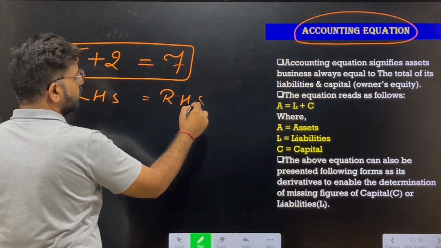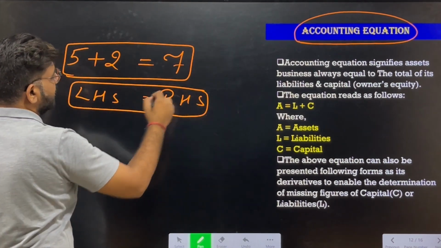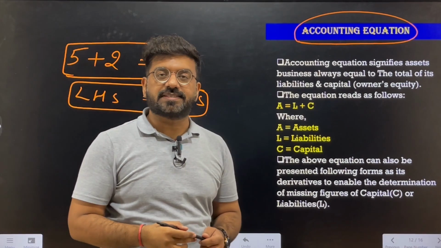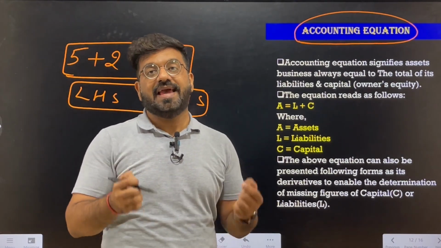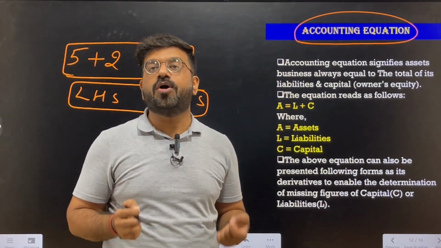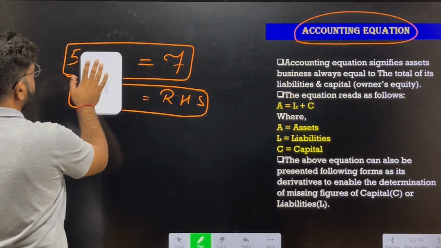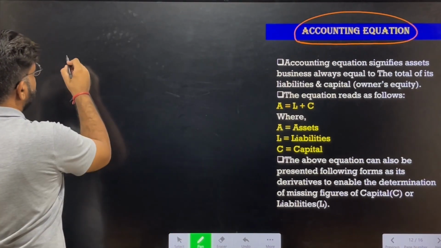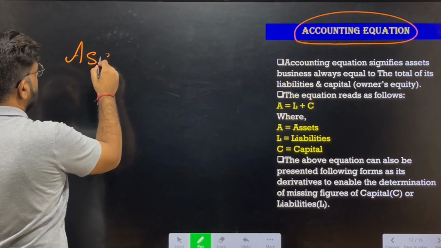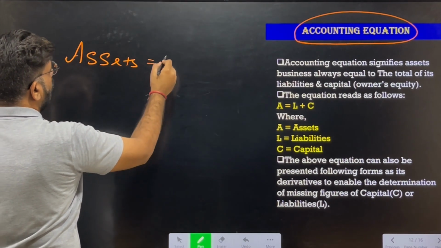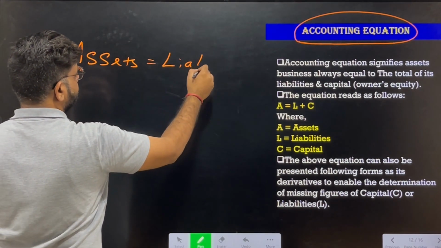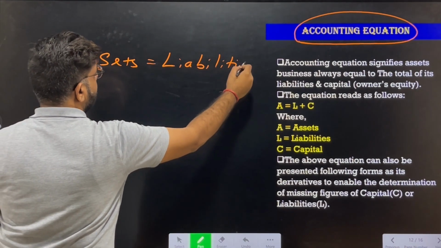Is that clear? So in accounts also, the LHS is always equal to RHS, which simply means that all the assets are equal to all the liabilities. Okay? So in accounting, it simply means that all the assets are equal to all the liabilities. Okay? Now what does that mean?